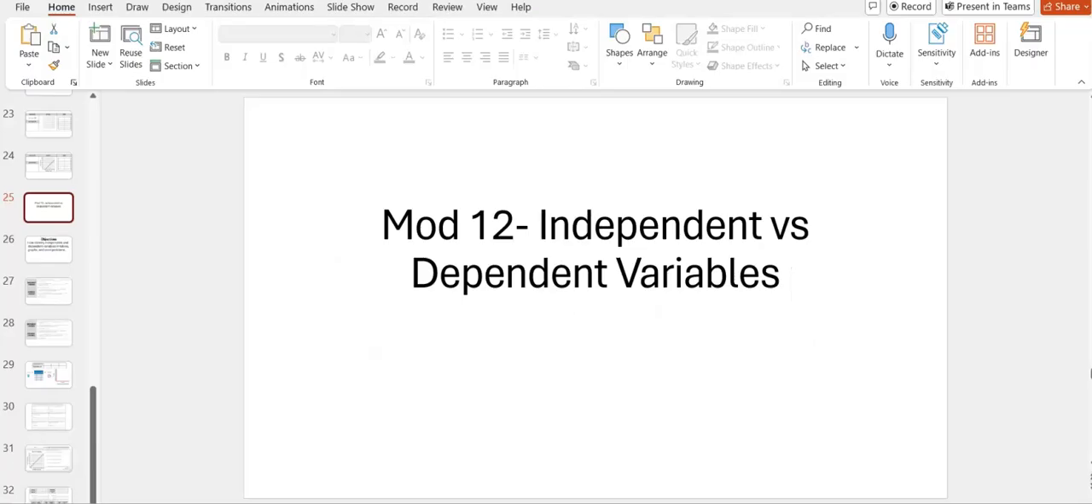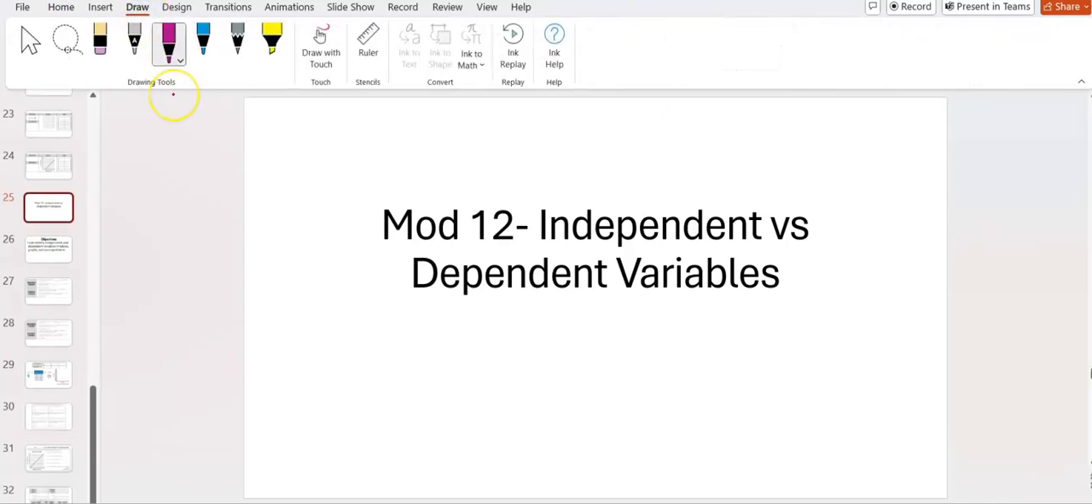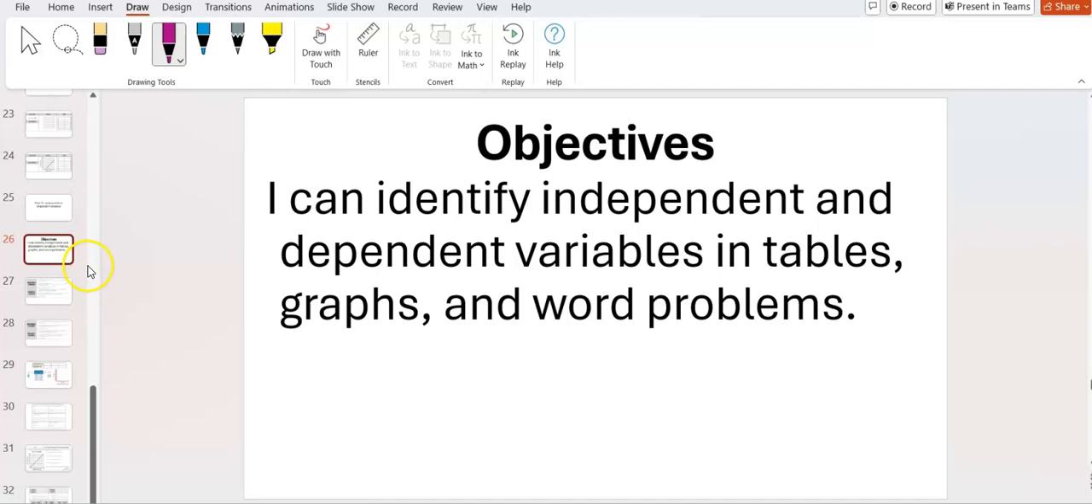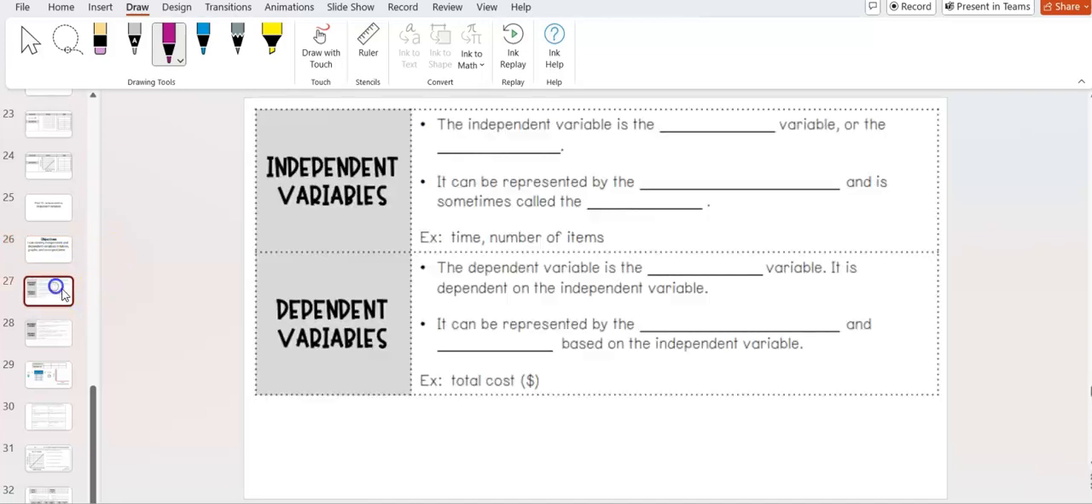All right, ladies and gentlemen, here we are with our last video for Module 12. We are going to be looking at independent and dependent variables. Now, I know in class we've been talking about independent and dependent variables as well as in our notes a little bit, but we're going to add on and really practice and focus on identifying independent and dependent variables in tables, graphs, and word problems.